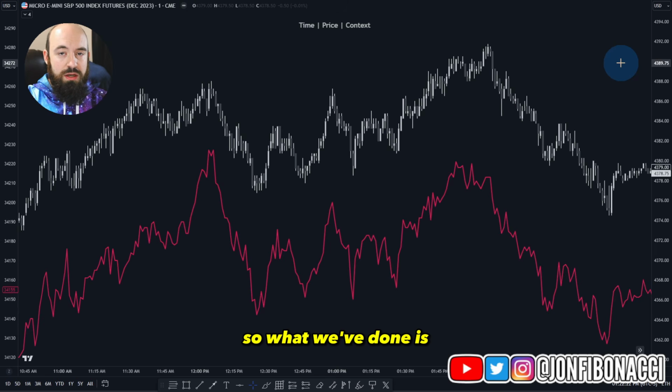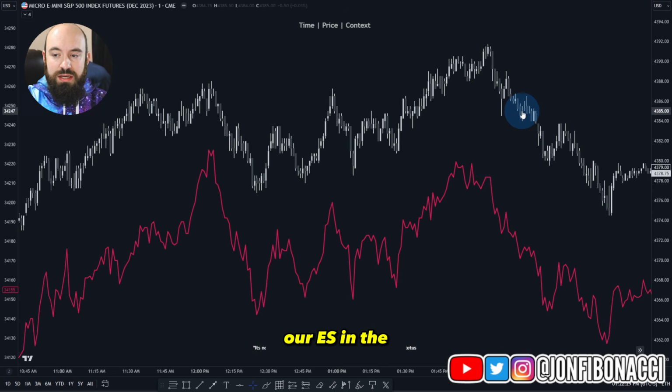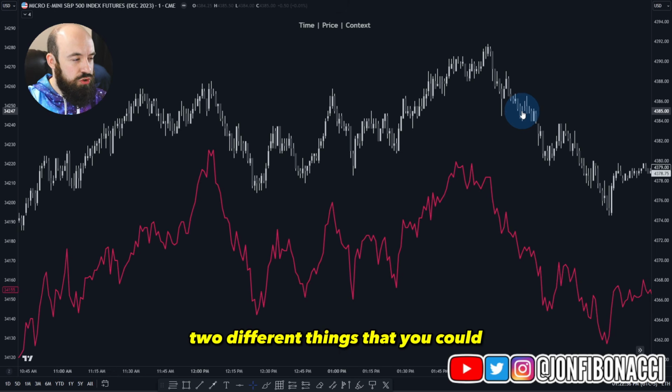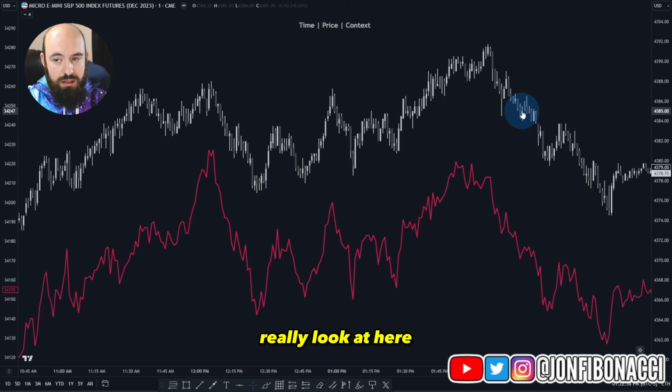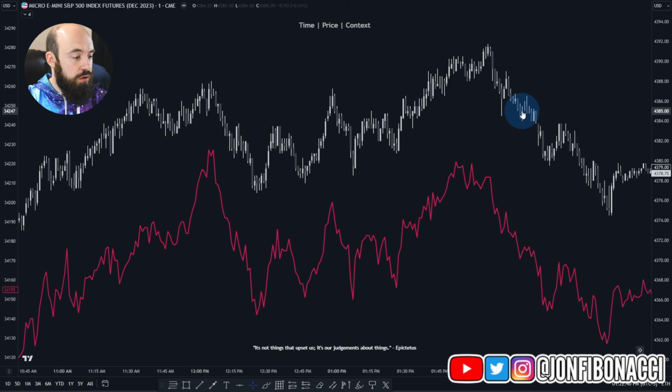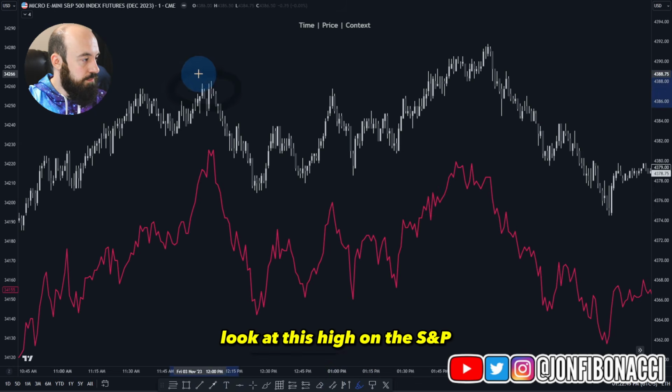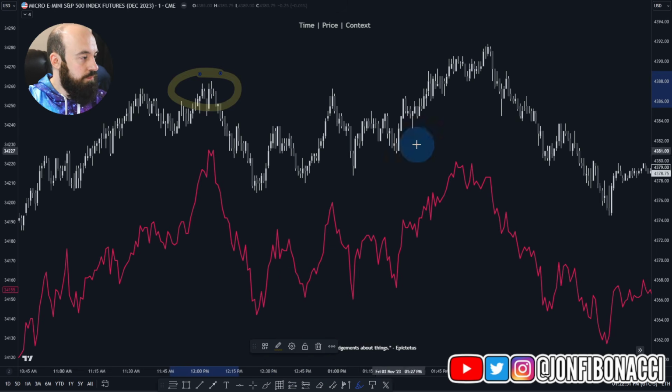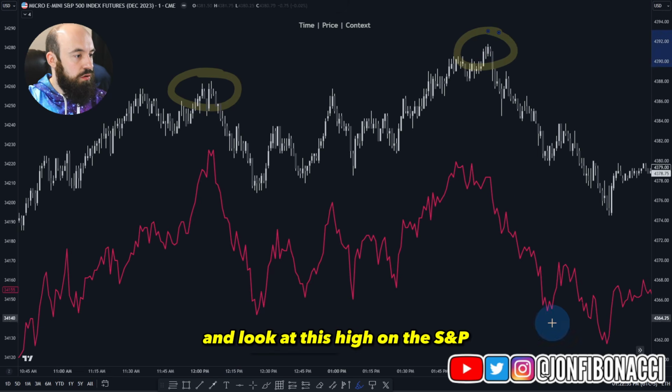All right, so what we've done is now overlap the Dow Jones. You can see that in this red pinkish line, and then we still have our ES in the candlesticks. So what we're going to do, this is called relative strength analysis, and there's two different things that you could really look at here, and I'll show you both of them. What you need to do is look at the highs and compare them with one another.